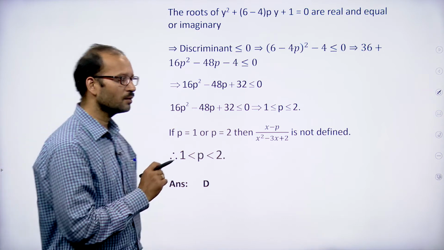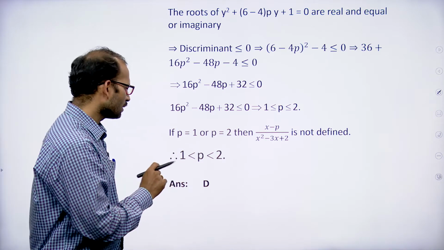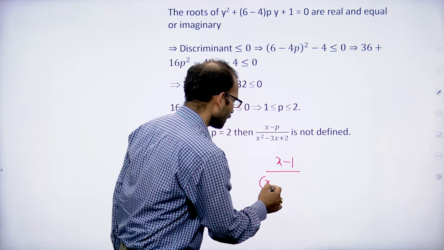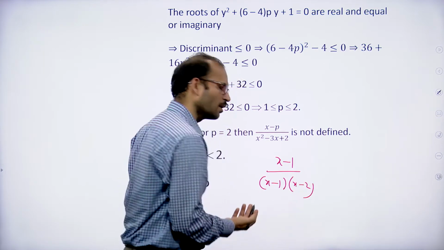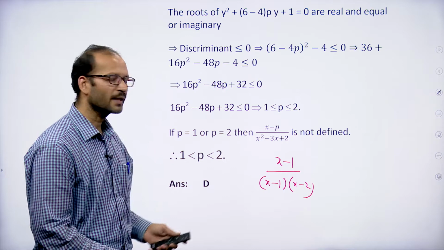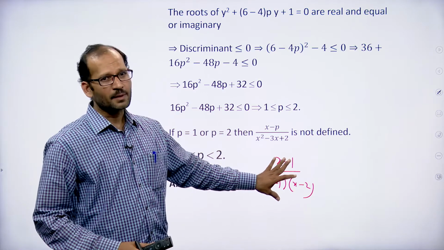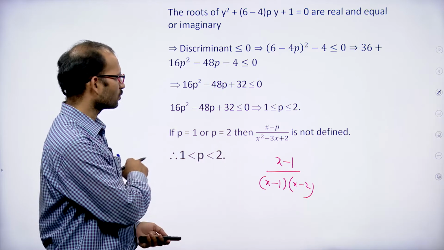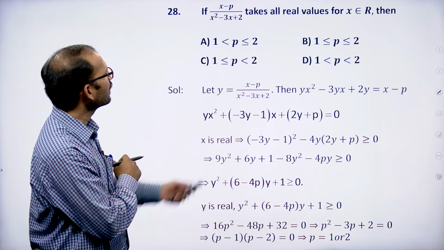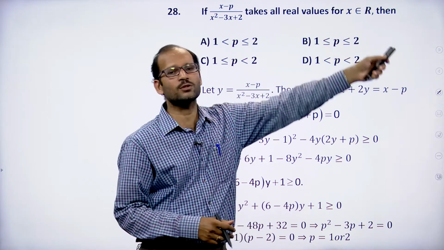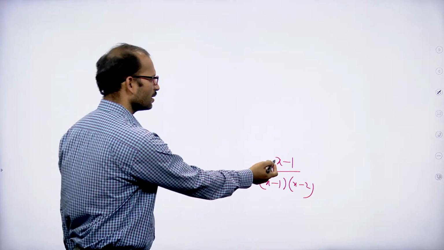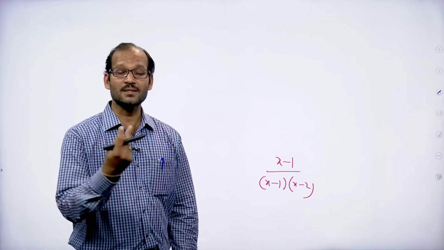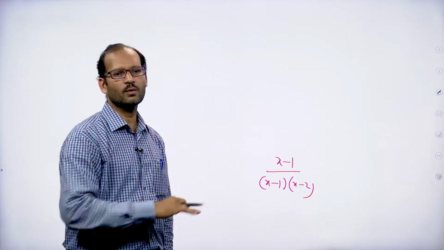You may get a doubt here: sir, if I take p equal to 1 what will happen? Nothing will happen, (x minus 1) by (x minus 1)(x minus 2) will be there, sir. What is the problem when p equal to 1 if I take? He is saying that, if you go to previous slide, it takes all real values for x belongs to R. When you write x equal to 1 in this, it is not defined, right? You write 1, 0 by 0 you will get, it is not defined. So that is the reason we should not write p equal to 1, okay. Similarly p equal to 2 also, okay.